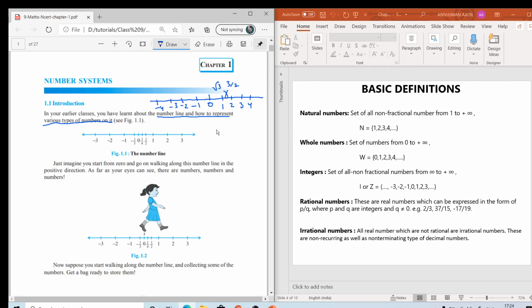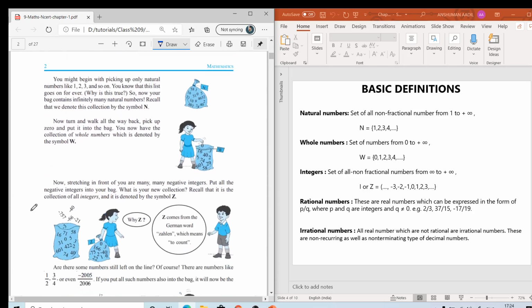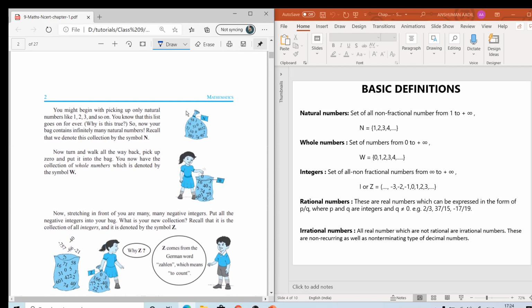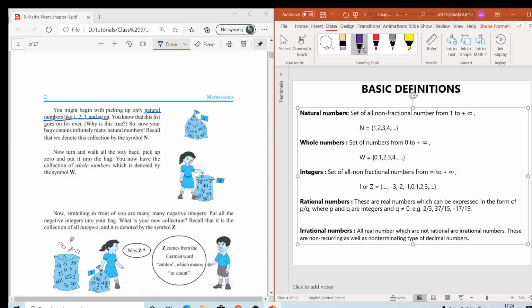So what will you observe here? While moving to the right side, we are taking positive numbers, and while moving to the left side, we are taking negative numbers. So let's move to the right side, and while moving on the right side, firstly we are going to encounter natural numbers. So what are these natural numbers?